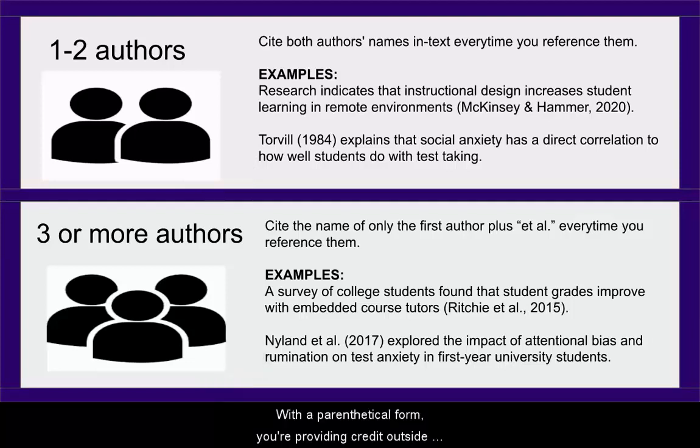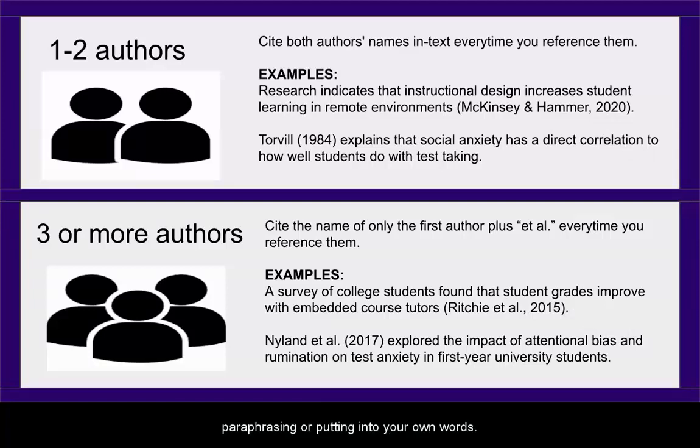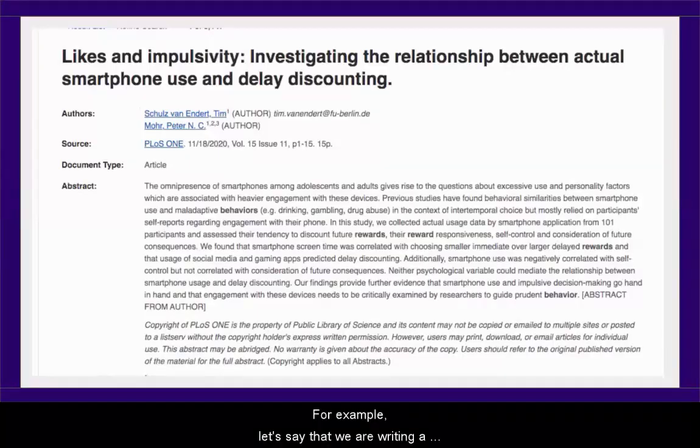With the parenthetical form, you're providing credit outside the body of the paper, so the credit exists independent of what is being written. This is how you handle credit for research that you are paraphrasing or putting into your own words. For example, let's say that we are writing a paper on whether smartphone usage has an impact on impulse control. We found a relevant article and we see that there are 2 authors.